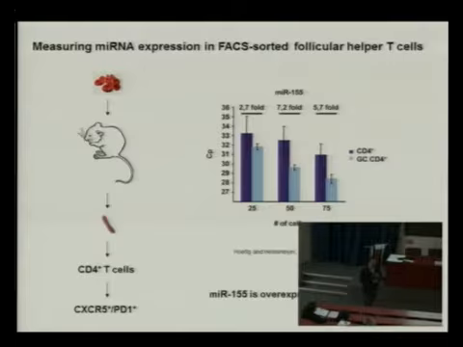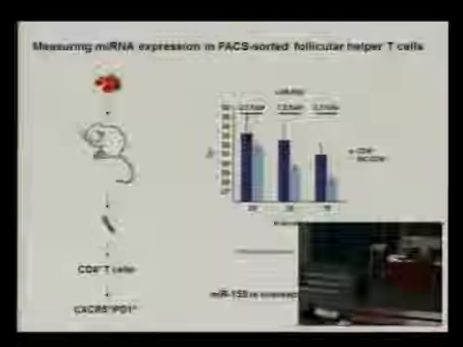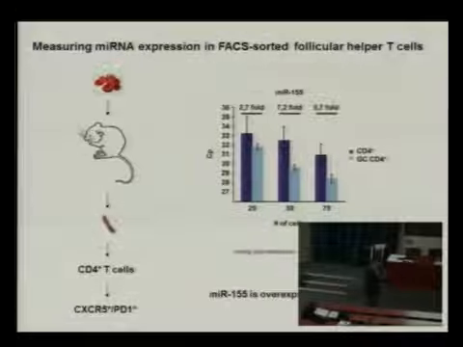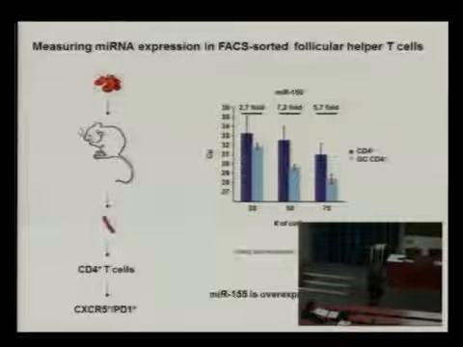overexpressed. So we immunized mice using sheep red blood cells, waited a couple of weeks, then took out the spleen, isolated the CD4 T cells, and stained them for CXCR5 and PD-1, which are markers for follicular helper T cells. We then FACS sorted these CXCR5, PD-1 positive cells and compared them to CD4 positive cells. And as expected, we found an overexpression of microRNA 155 in these cells.